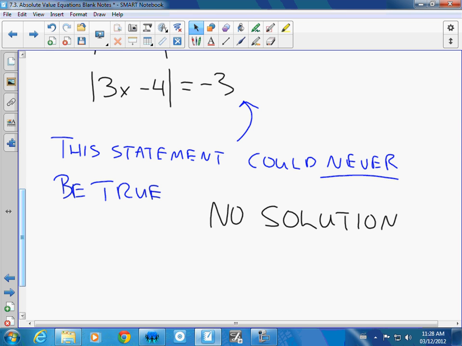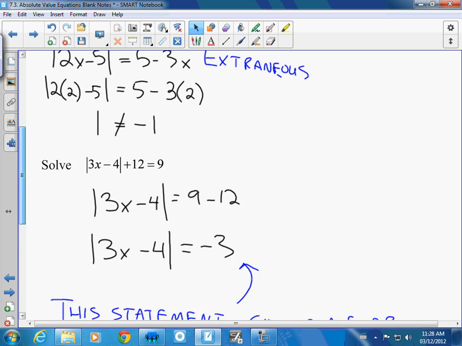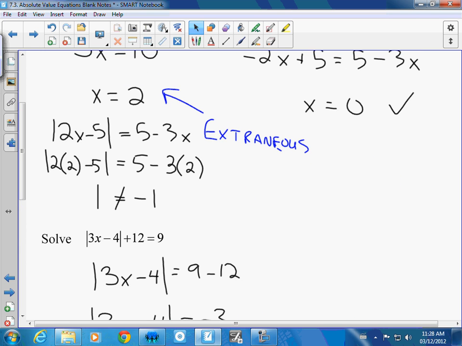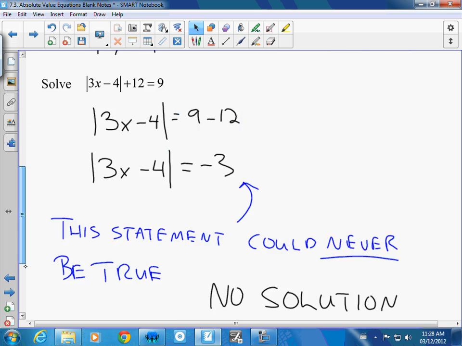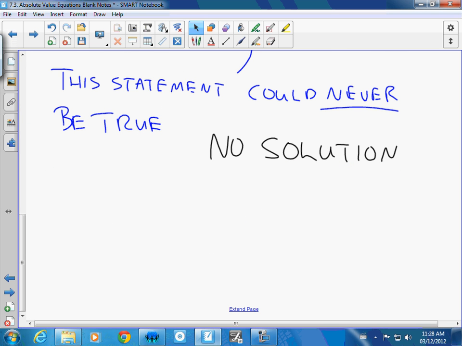Okay, now, this next example takes the entire page. You'll see in a sec. It still doesn't matter, because look, back here on this other one, we got two answers, but one was extraneous. This one, if you possibly found answers, you realize neither of them work. There's no solution to this equation. You could actually solve it, but you'd find out you couldn't do it because of the negative.